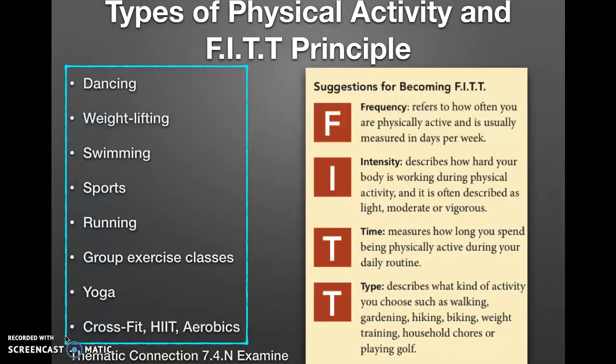Next is time. Time measures how long you will be spending being active. So am I going to work out for 10 minutes, an hour, 45 minutes? However many minutes or an hour, depending on what you choose, however much time you will spend being active is that spot right there. Now the last T stands for type, and this describes what kind of activity you are choosing.